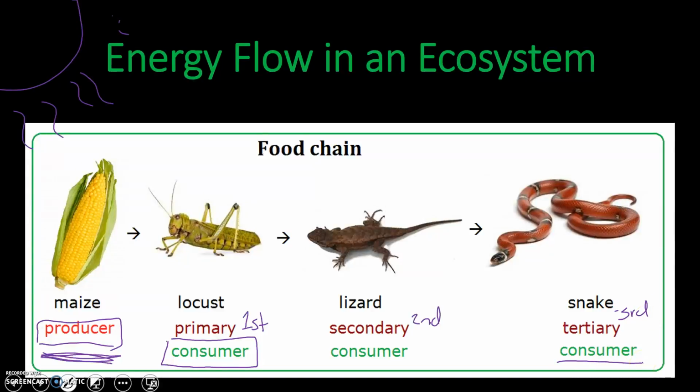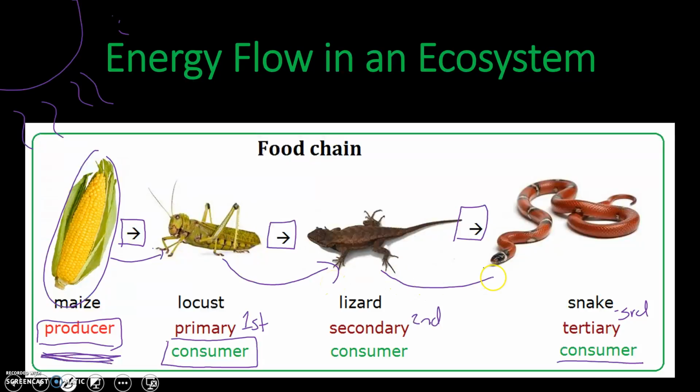Now, when you're looking at a food chain, you're going to see these arrows, and the arrows are very important. What the arrows are indicating is they're showing the flow of energy. It is telling you the energy that's stored in this corn is going to the locust. Now there's going to be energy trapped in that locust. The energy in that locust is going to flow to the lizard. Now there's energy trapped in the lizard. That lizard, its energy is going to go to the snake. Okay, so what do the arrows show? The arrows simply show the direction that energy is traveling.